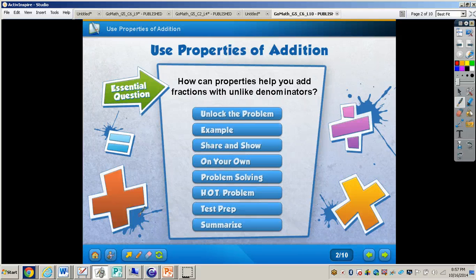In this video, we're going to be taking a look at using properties of addition with fractions, and the essential question is, how can properties help you add fractions with unlike denominators? Now, it will be important for you to turn to page 281 in your Go Math book, get out your math journal and a pencil.